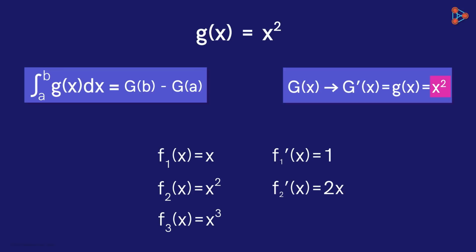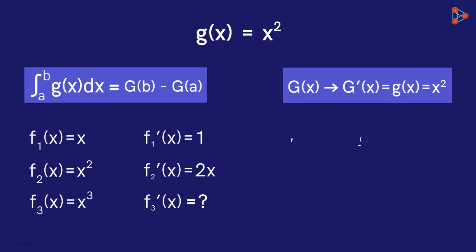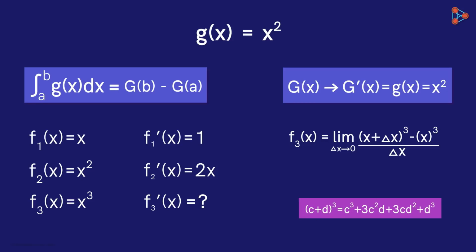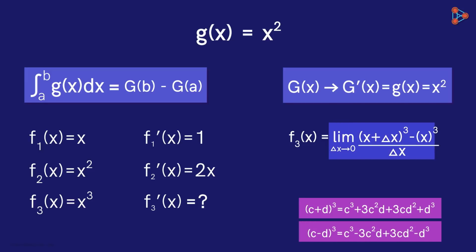By now, we are familiar with how to find the derivative of a function. Can you find the derivative of f3 of x? The derivative of f3 of x will be given by this limit. This is something we've seen before. We know the formula for the cube of sum of two numbers and the cube of difference of two numbers. Using this here, we can easily find that the derivative will be equal to 3 times x squared. So we get the derivative of x cubed to be 3 times x squared.